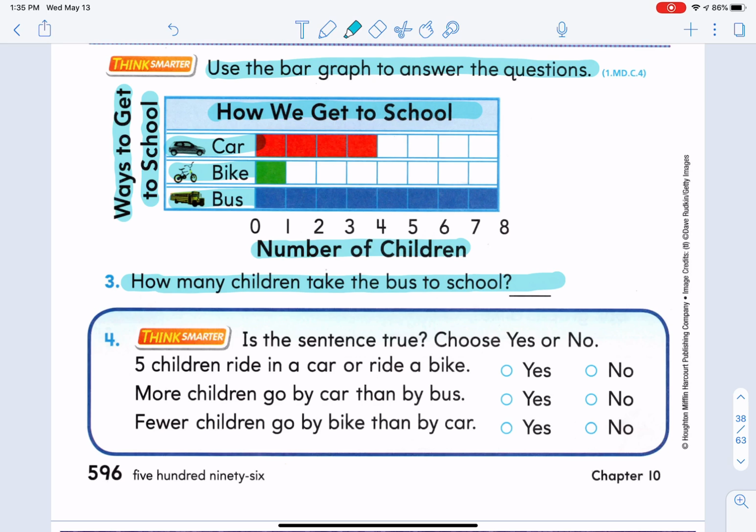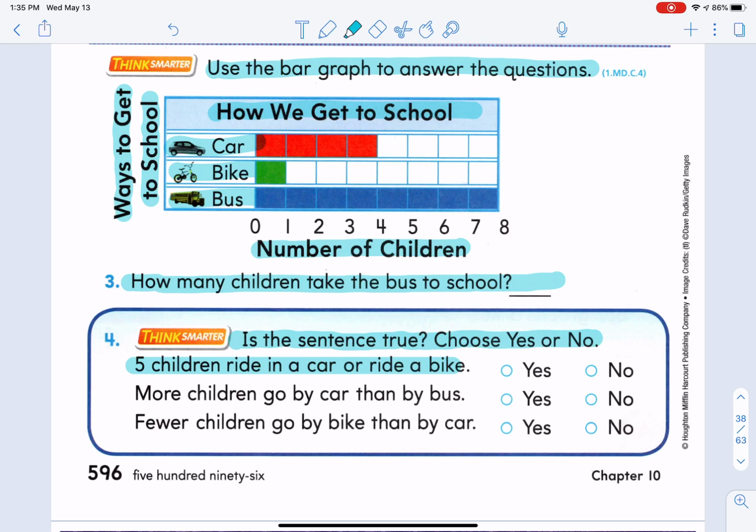Problem 4 is the last one. It says, is the sentence true? Choose yes or no. So let's see. And we're going to have to look at this bar graph to figure it out. So it says 5 children ride in a car or ride a bike. And then you decide yes or no. 5 children ride in a car or a bike.